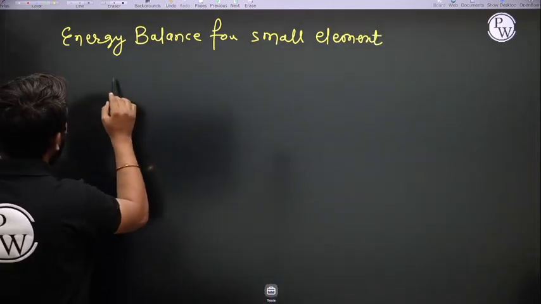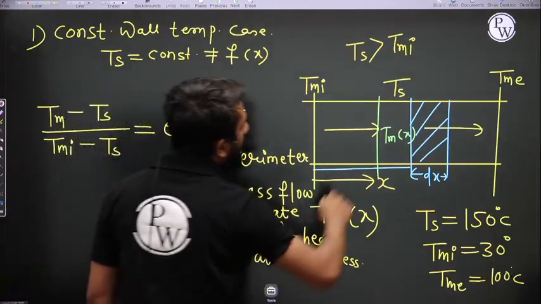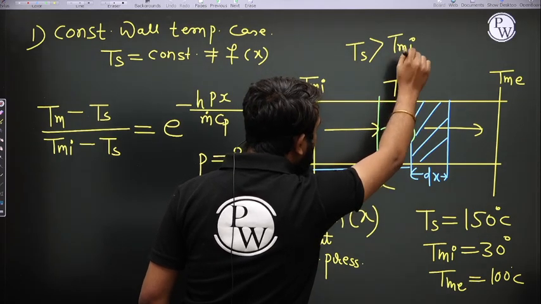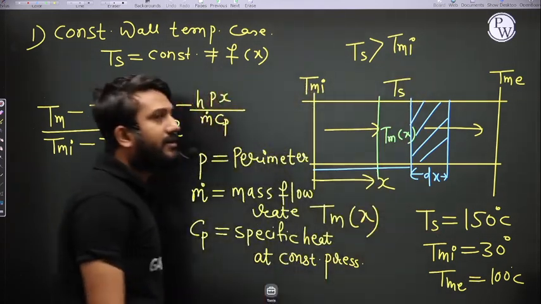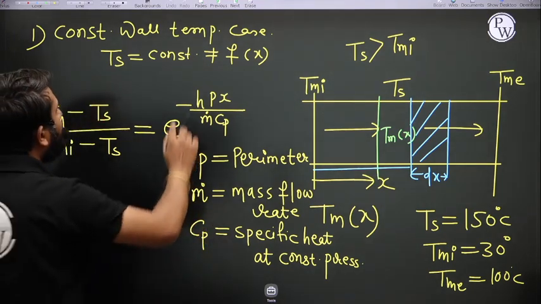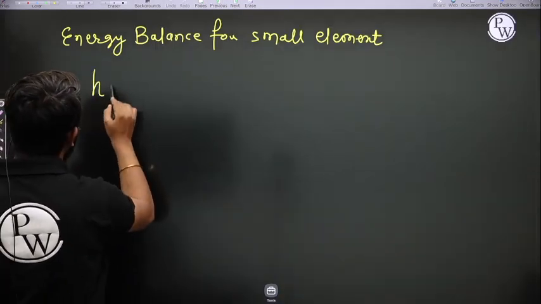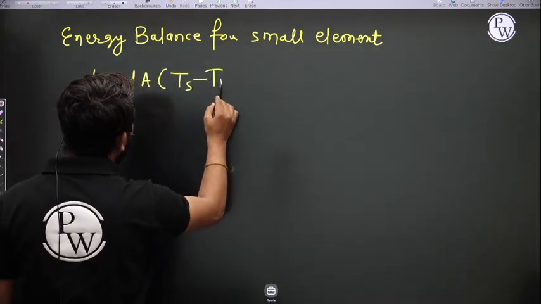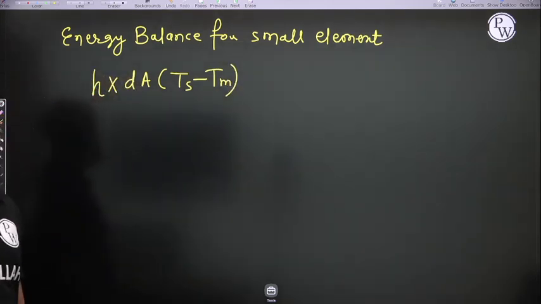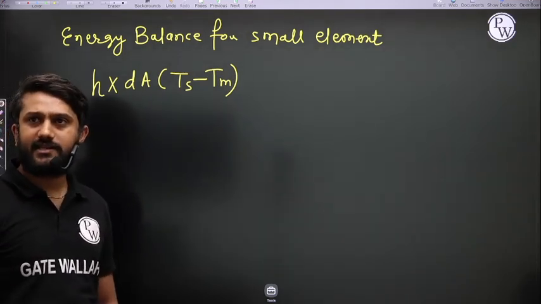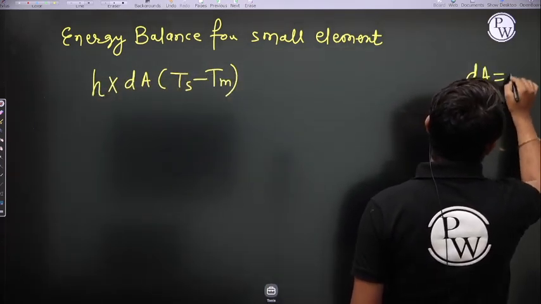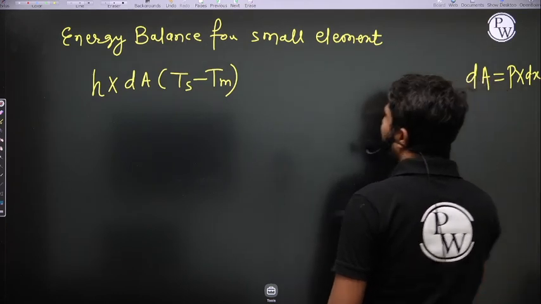that energy balance is, see here, what is the rate of convection heat transfer? Because Ts is greater than Tmi, from the wall to the fluid the mode of heat transfer is convection. So the convection heat transfer is h into dA into (Ts minus Tm). At a distance x the mean temperature is Tm, and the wall temperature Ts is constant. What is dA? dA is equal to perimeter into dx.